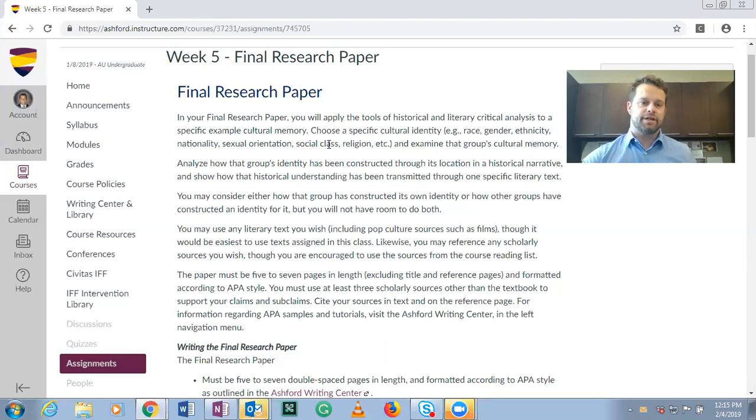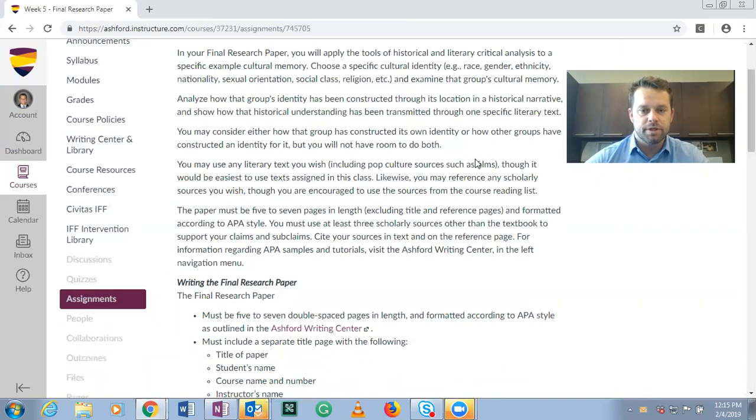You may consider either how that group has constructed its own identity or how other groups have constructed an identity for it, but you'll only have room to do one. You can use pop culture sources such as films or other texts, though it does seem to be easiest to use text assigned in this class. There are scholarly sources in the class itself.